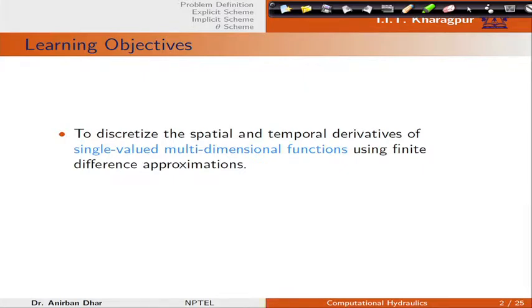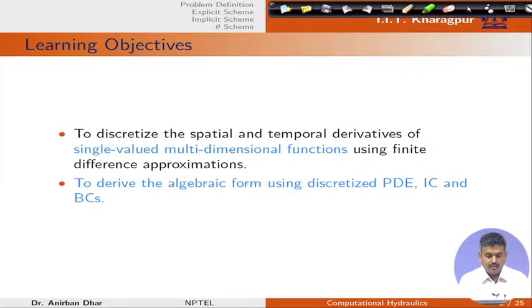What is the learning objective for this particular unit? At the end of this lecture, students will be able to discretize the spatial and temporal derivatives of single valued multi-dimensional functions using finite difference approximations. Also, they will be able to derive the algebraic form using the discretized partial differential equation, initial condition and boundary conditions.